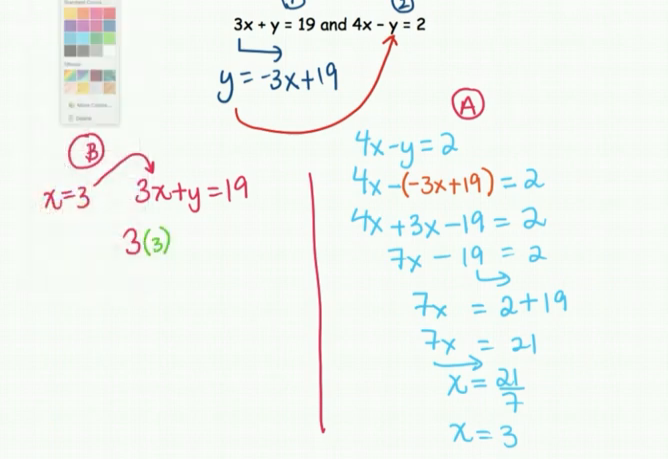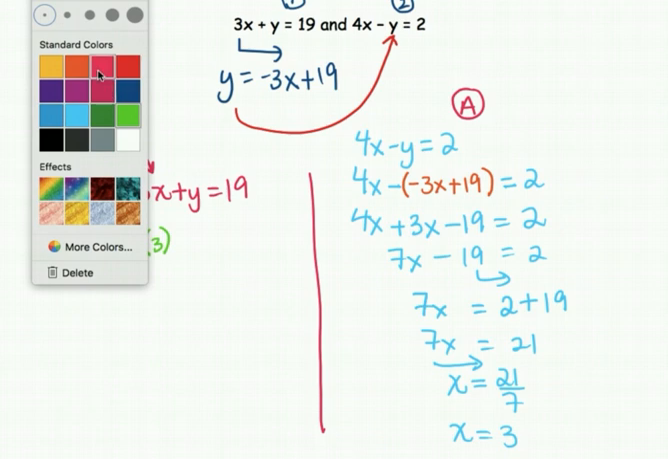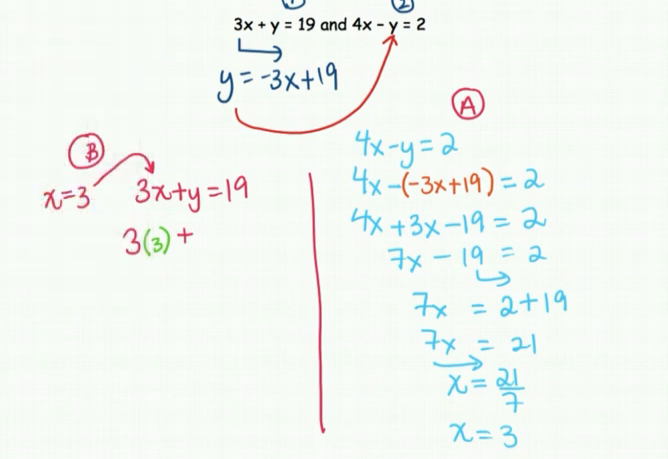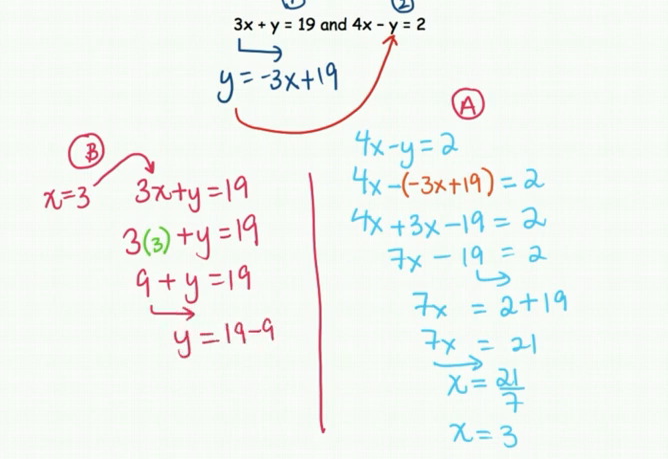Whenever you sub stuff in, always just put brackets around. Okay, so the x equals 3 got subbed in, there it is. So follow BEDMAS, multiply that out first, 9. Okay, and now solve for y. So let's put this 9 out of here, and we get y equals 10.